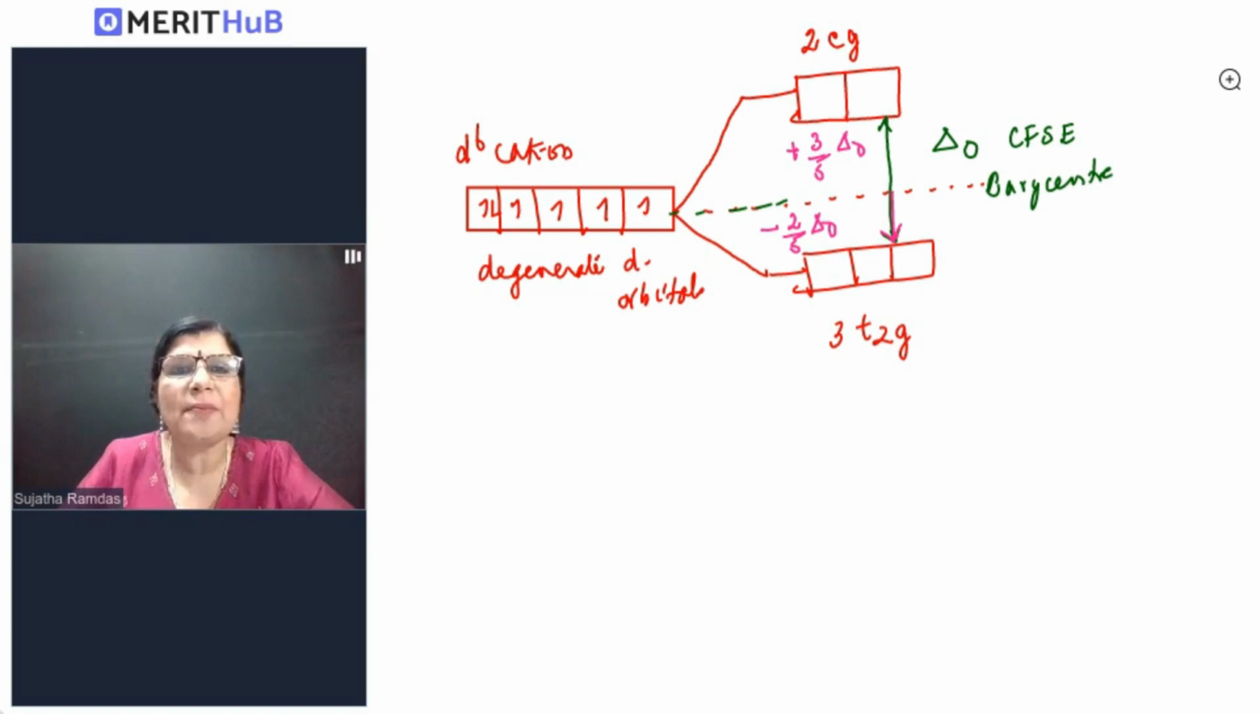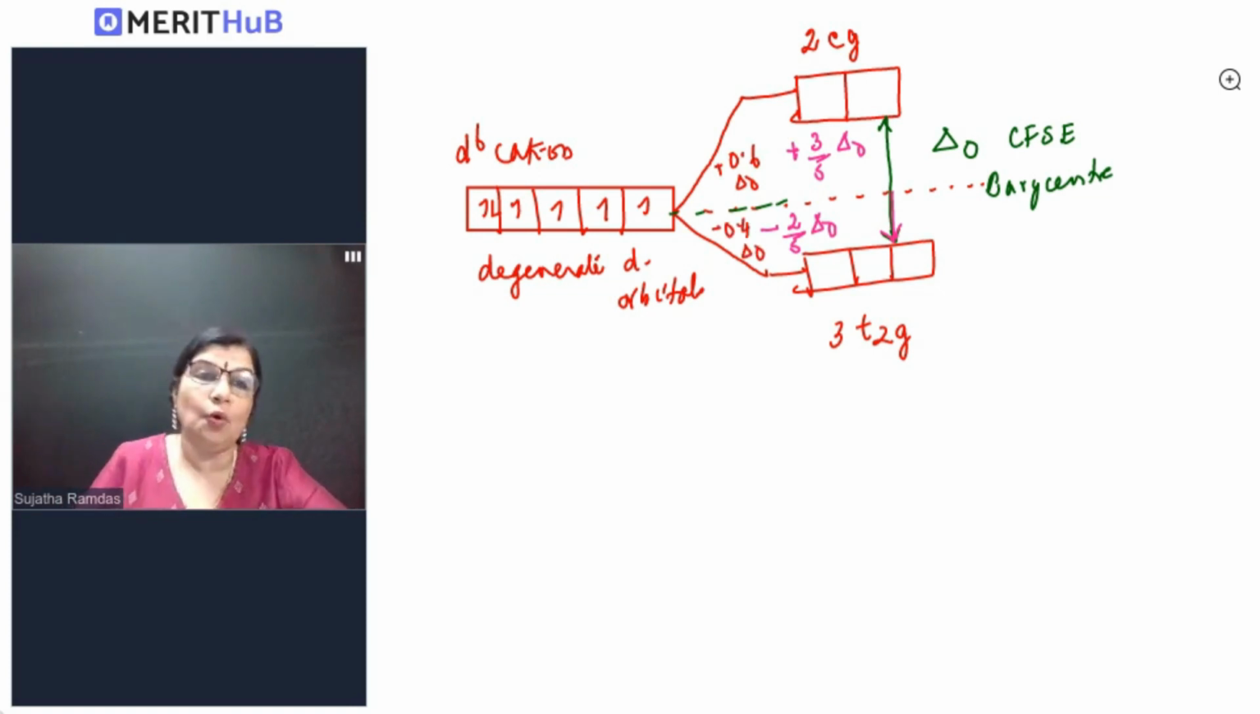This can also be written as plus 0.6 delta O, and this is minus 0.4 delta O. So you've learned all this.